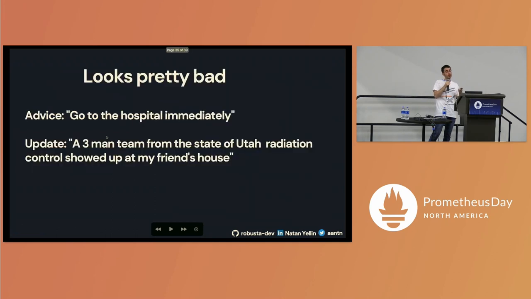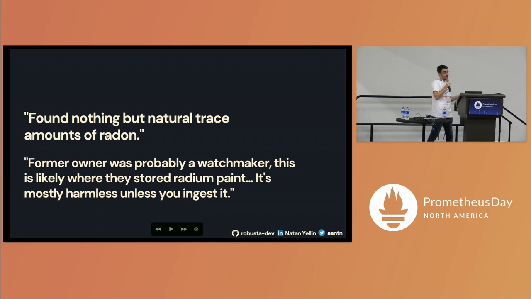So moving on with the story, this looks really bad and the advice on Reddit was to go to the hospital immediately. And the person updated: a three-man team from the state of Utah radiation control showed up at my friend's house. Those are the people with the spacesuits, like in the movies, and they go around and take a bunch of probes and swab stuff. And it turns out it wasn't really such a big deal. The team that came out found nothing but natural trace amounts of radon. It turns out the former owner was just a watchmaker, and they used to paint watches so they glowed in the dark with a paint called radium. Most people know about this because the people who painted it would lick the watches, and then they all got tongue cancer. But assuming that you're not licking it and not actually ingesting this, it's really not a big deal.